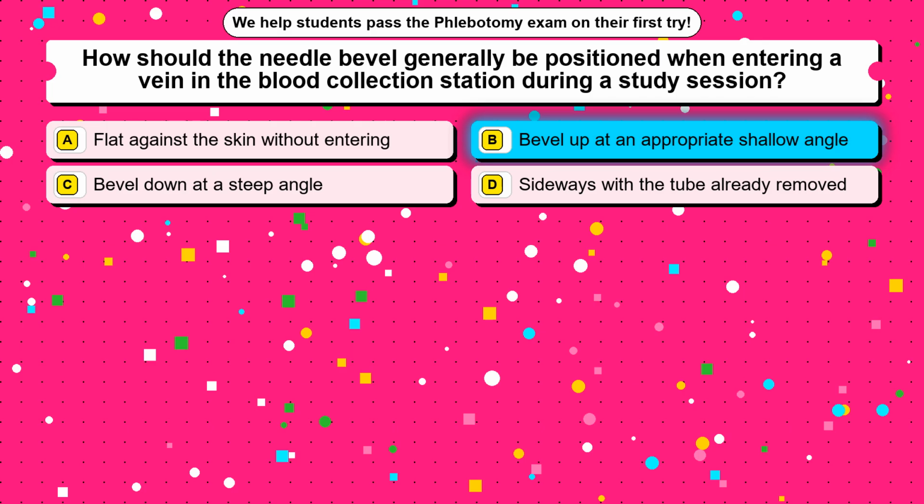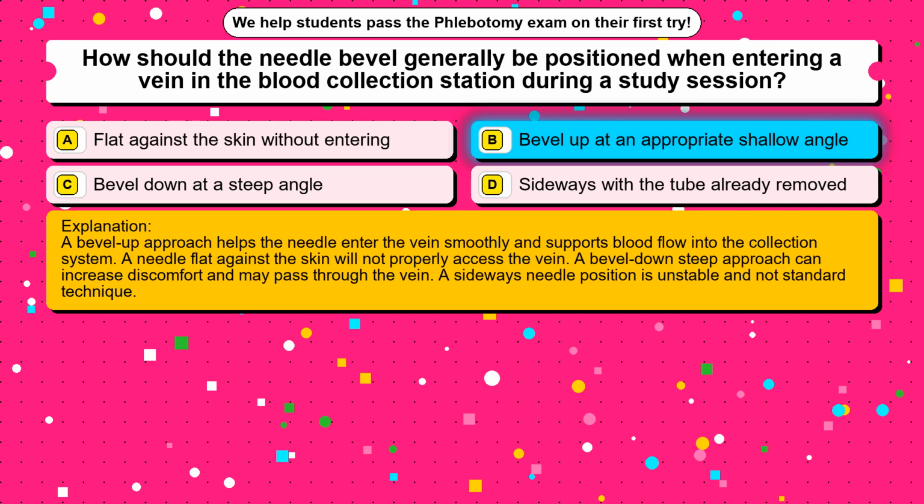Bevel up at an appropriate shallow angle. A bevel up approach helps the needle enter the vein smoothly and supports blood flow into the collection system. A needle flat against the skin will not properly access the vein. A bevel down steep approach can increase discomfort and may pass through the vein. A sideways needle position is unstable and not standard technique.